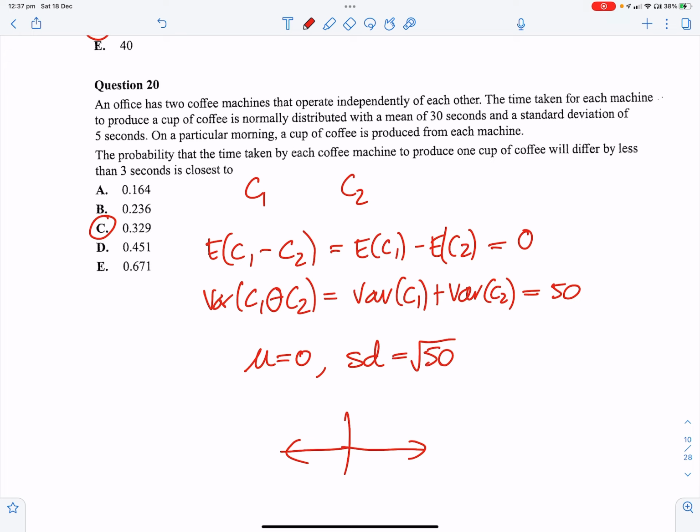The reason we can go above and below is because they want a difference of less than 3 seconds. Because I said C1 minus C2, it's got to be 3 seconds above or 3 seconds below to have a 3 second difference between both of them.